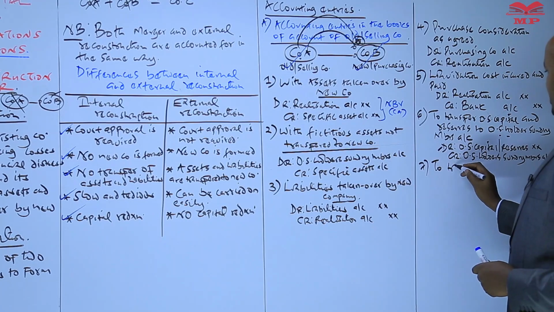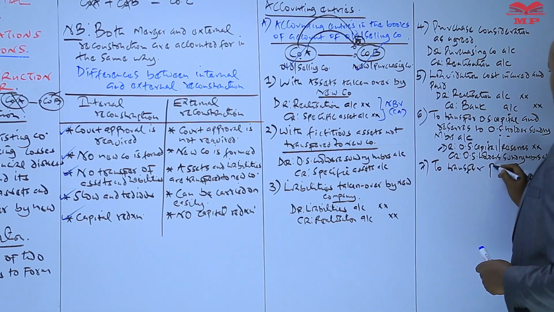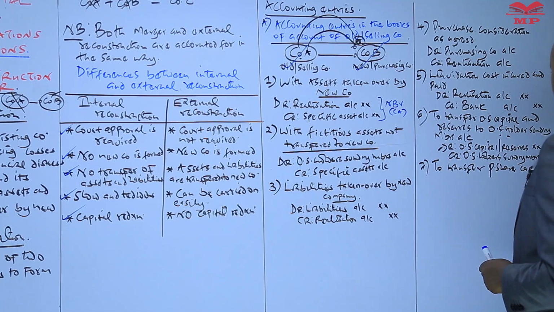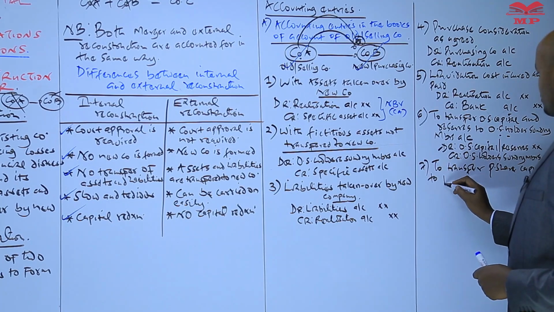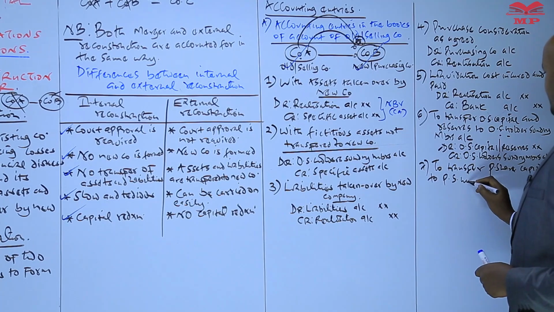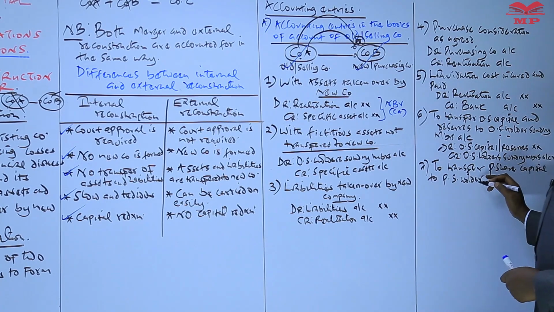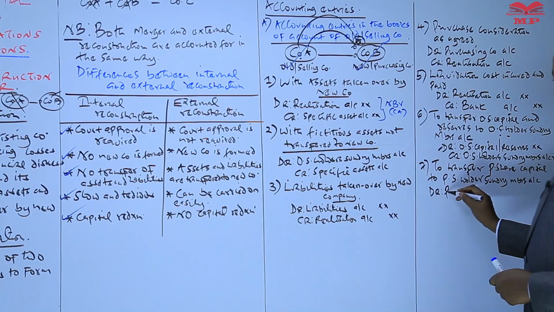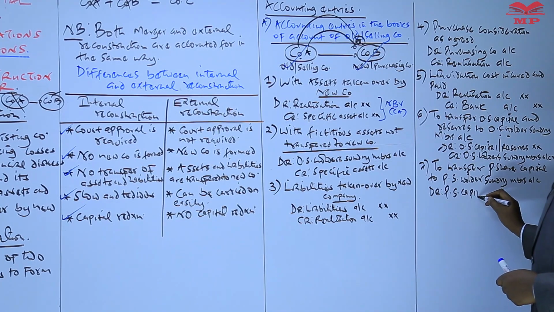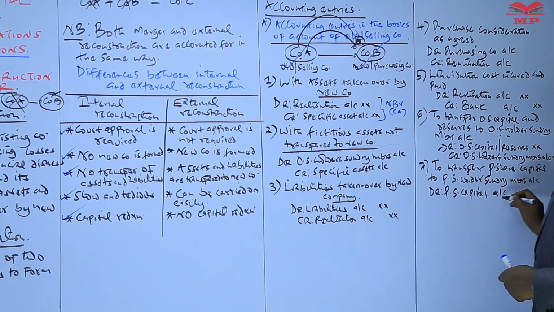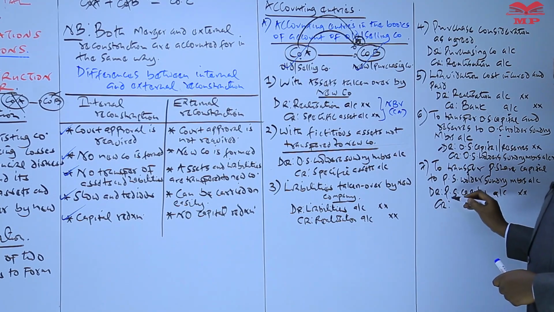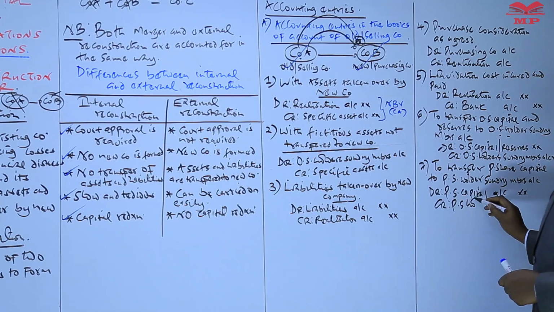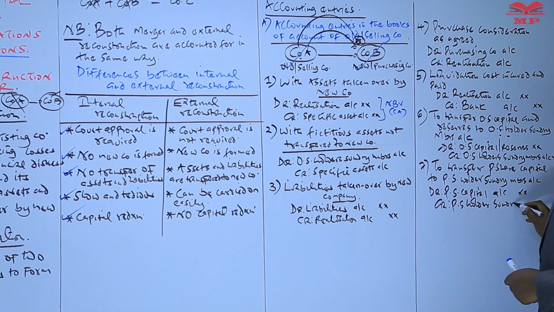Then the other accounting entry, we can say, is to transfer preference share capital to the preference shareholders sundry members account. So what do we do? We debit the preference share capital account, and then we credit this account called the preference shareholders sundry members account.